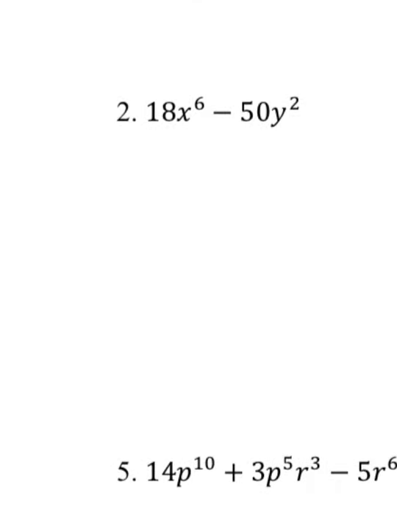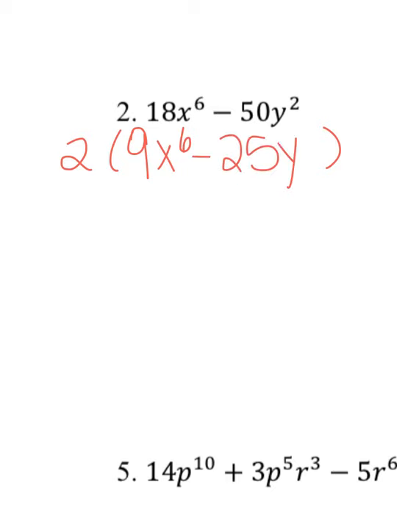Number 2, 18x to the 6th minus 50y squared. So first I'd look for a GCF. 18 and 50 are both divisible by 2. They don't have any variables in common, so the only thing is a 2. When I take out 2, I am left with 9x to the 6th minus 25y squared.